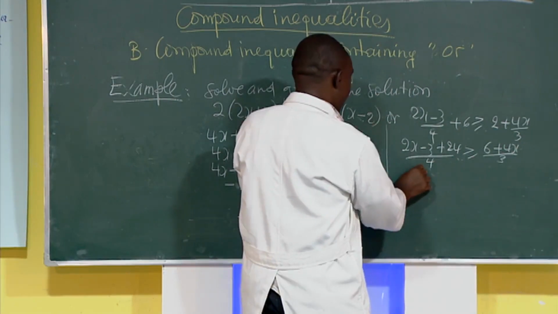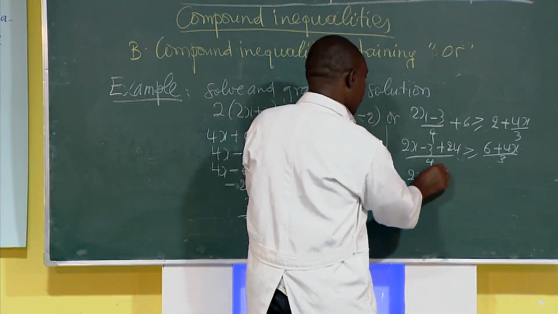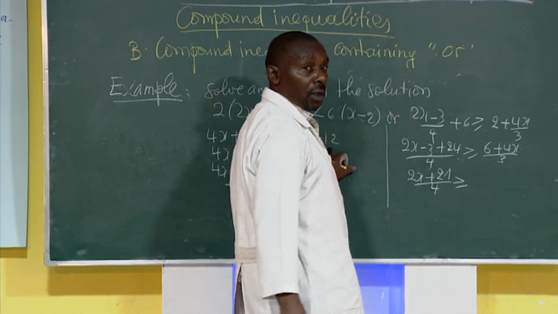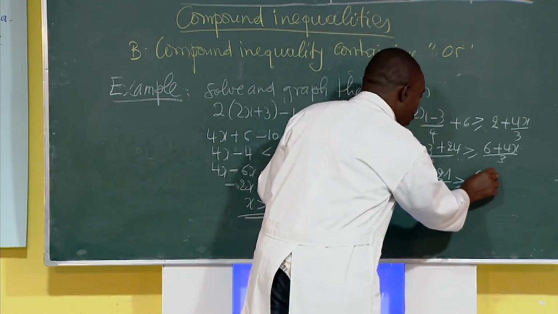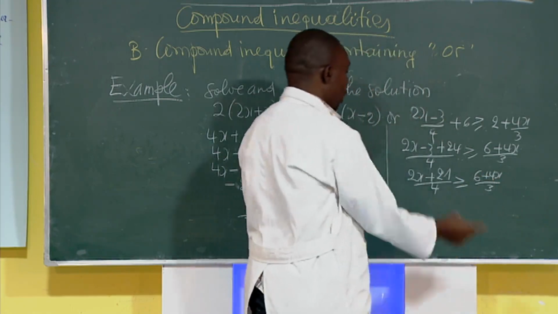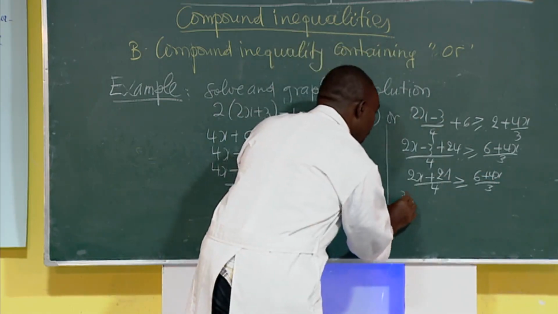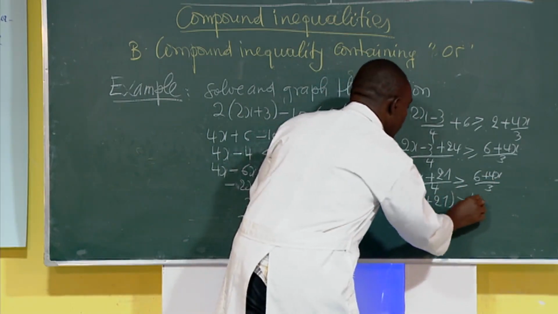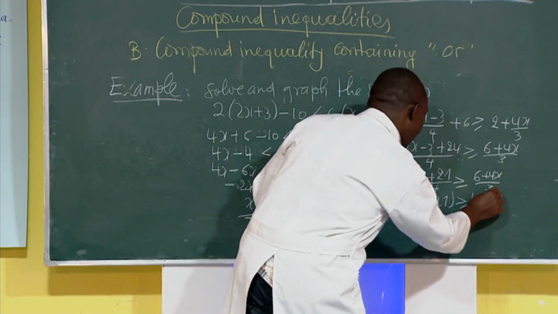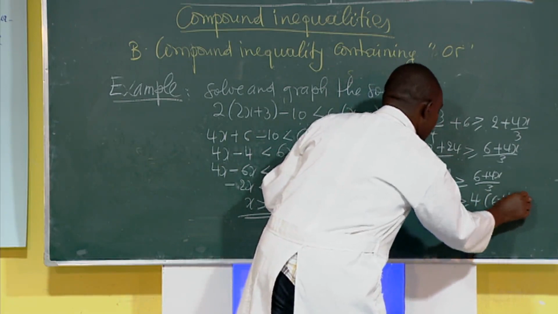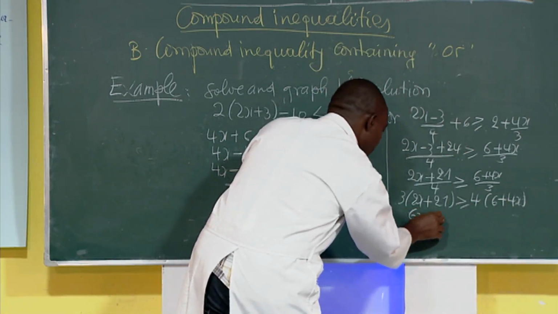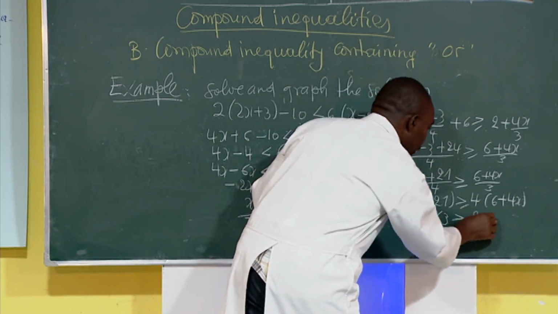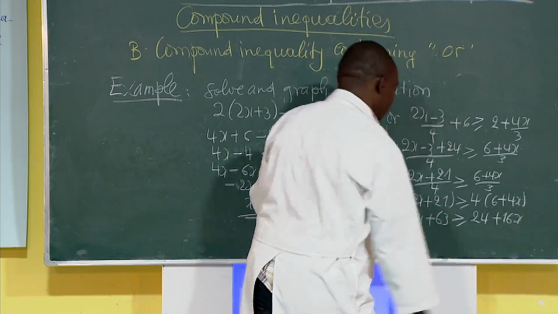6 plus 4x divided by 3. We have 2x plus 21 divided by 4, which is greater than or equal to 6 plus 4x divided by 3. By cross multiplication, we'll have 3 times (2x plus 21) greater than or equal to 4 times (6 plus 4x). And you have 6x plus 63 greater than or equal to 24 plus 16x.